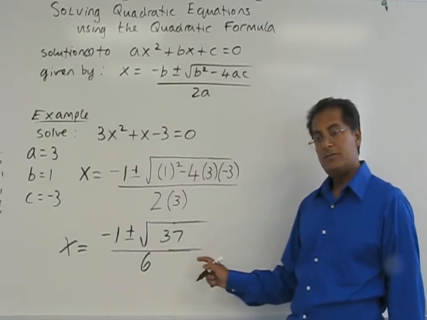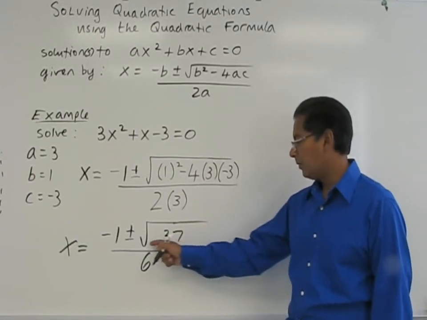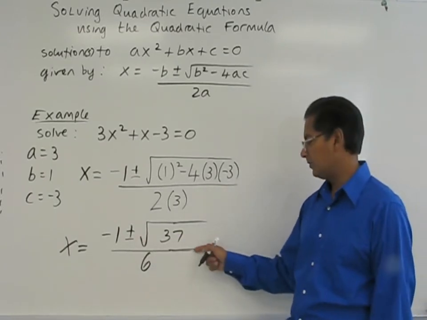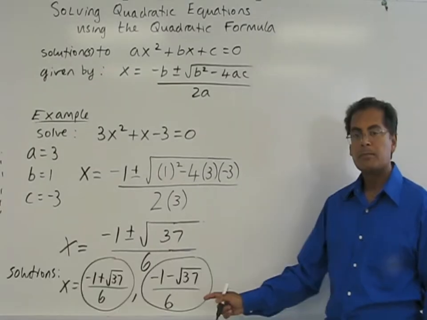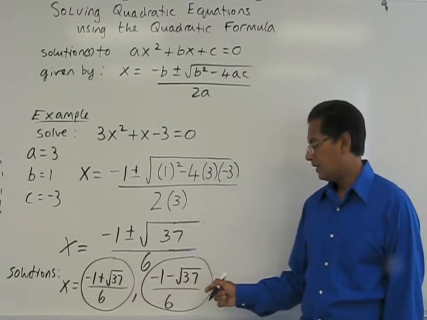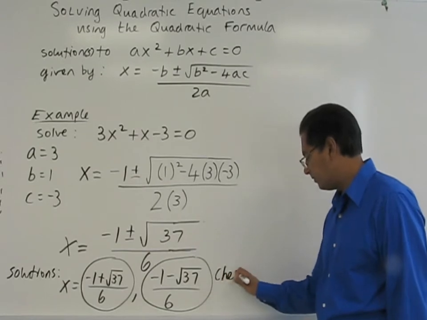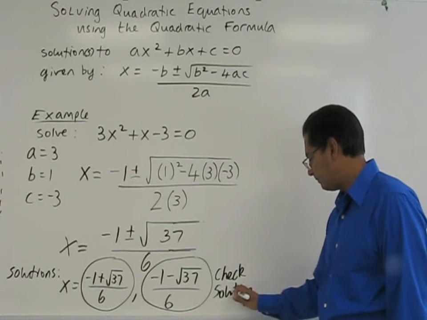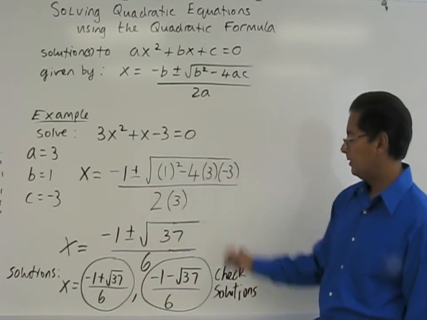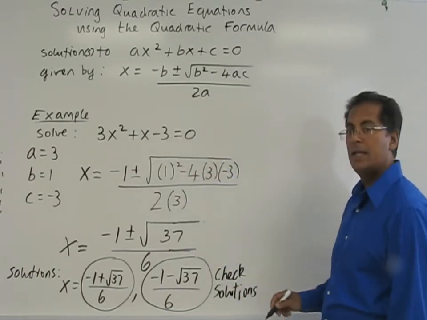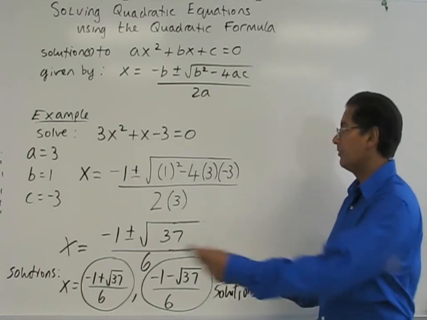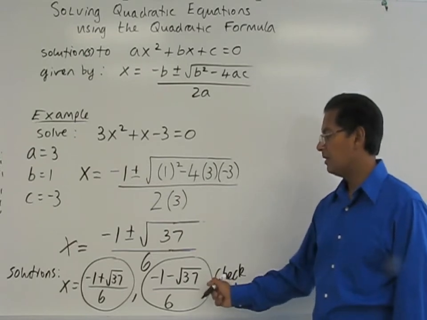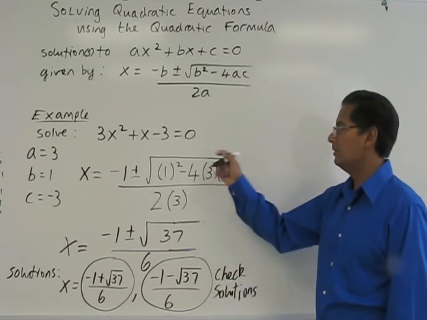Now, you actually have two solutions here. You have negative 1 plus root 37 over 6 and negative 1 minus root 37 over 6. So just to make a note of that, we have these two solutions here. And you always want to check your solutions by putting these values back into the equation for x and expanding it and making sure that the left side does actually in fact equal 0. So there's a little bit of algebra involved when you check the solutions to make sure they actually work.